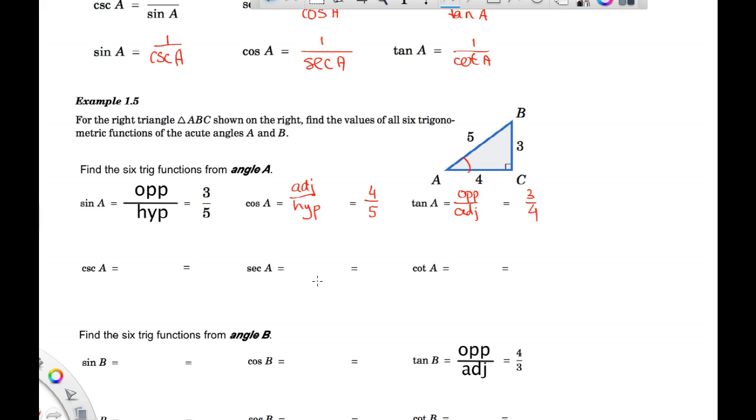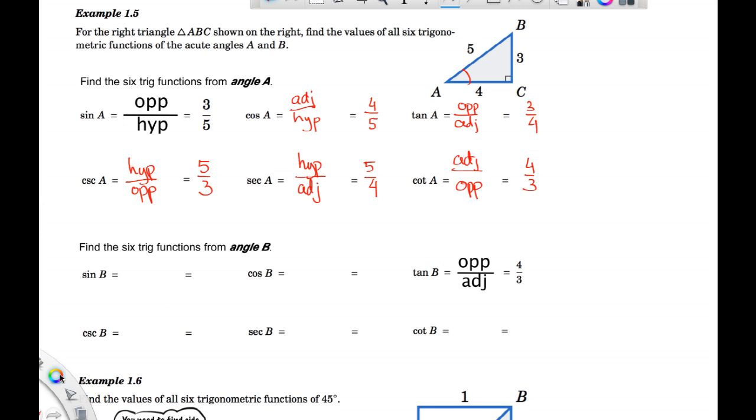And then here's where you can use the whole reciprocal thing. So the cosecant is the hypotenuse over the opposite side, and it's the reciprocal of 3 over 5. So you can just flip it. So for this one, you just flip the hypotenuse and the adjacent side, and we already have the value here, and that's 5 over 4. The cotangent then would be the adjacent side over the opposite side, and that's 4 over 3.